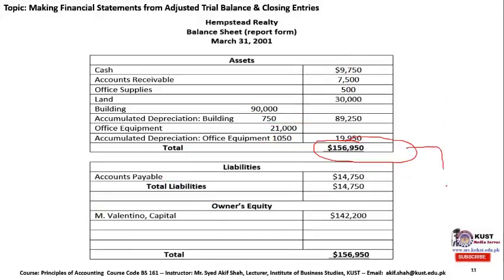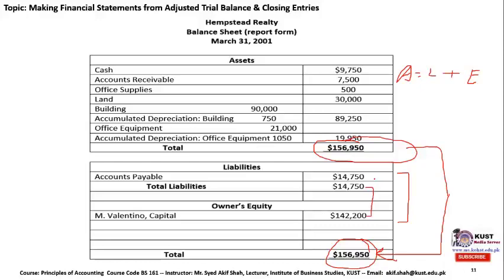$156,950. So the assets must be equal to the liability and owner's equity. Therefore, we have to add up the liability and owner's equity, and the total balance is once again equal, and hence our accounting equation, which is assets equal to liability plus owner's equity, has been satisfied. This kind of result automatically gives you a glimpse that you have done your entries correctly.